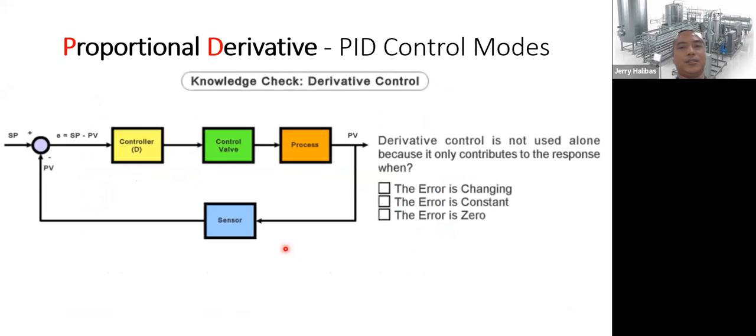So, a knowledge check question. Derivative control is not used alone. It cannot be derivative only. It should be PD or PID. Okay? It cannot be D alone, as shown in the block diagram. So derivative control is not used alone because it only contributes to the response when the error is changing, when the error is constant, when the error is zero.